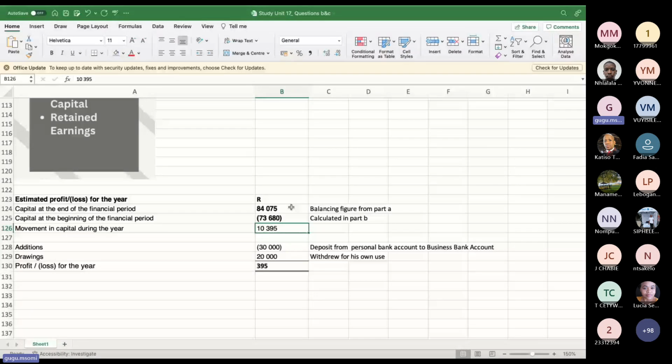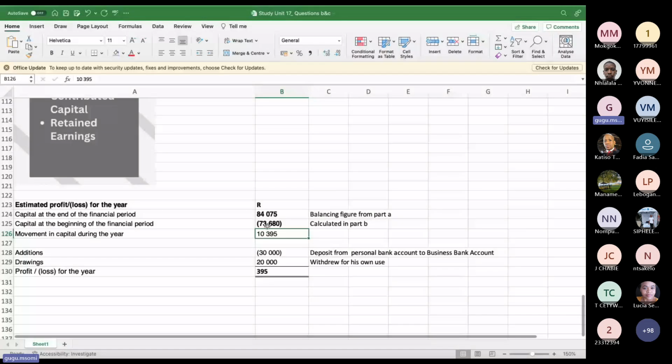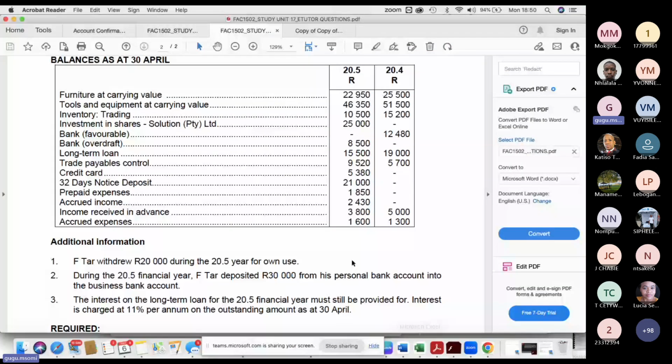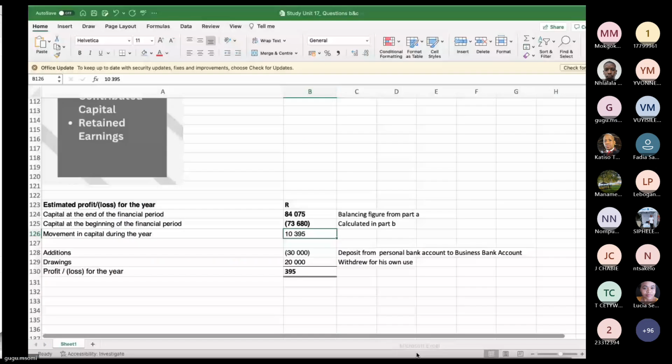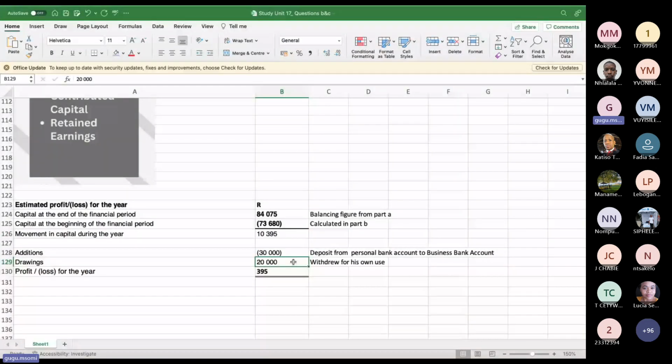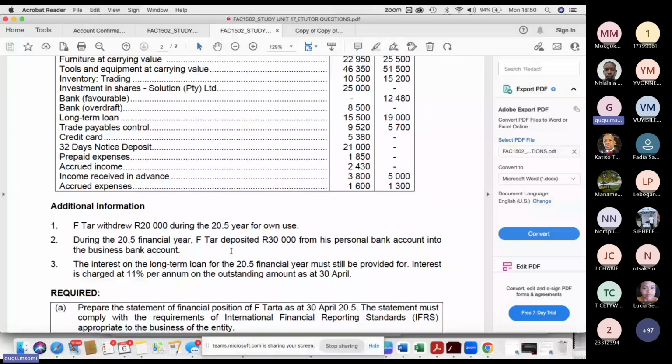So in here are also included the movements in the drawings and whatever else he would have done for the year. So we'll go back to our question. Part 2, question 1: he withdrew 20,000 during 2005 for his own use. That means it's money coming out. And then he also deposited 30,000 from his personal bank account into the business account. So net, he added 30,000 and took away 20,000, so the capital increased by 10,000.